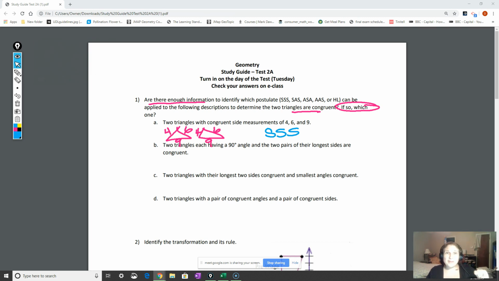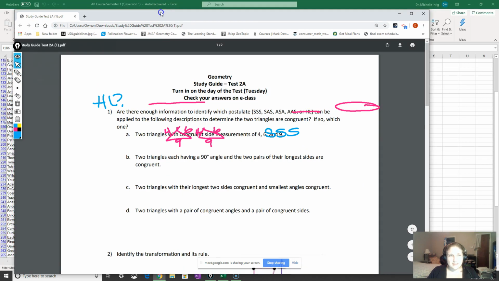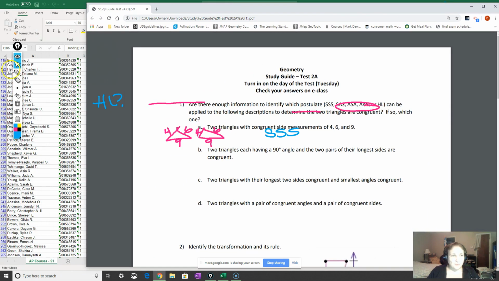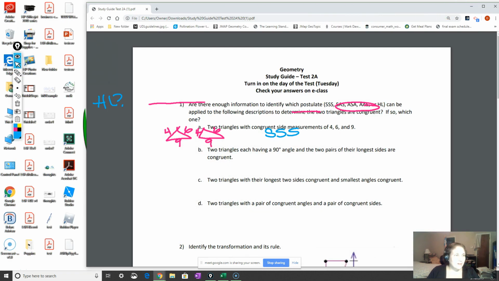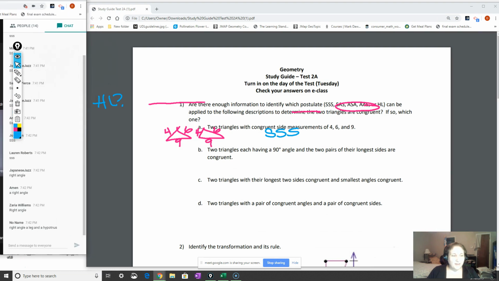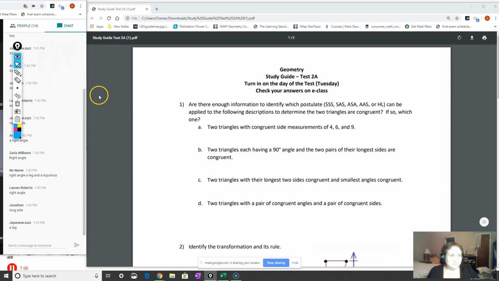And remember, with hypotenuse leg, we needed 3 things. What are the 3 things? Who has that in the chat box? I should probably put the chat box on this side of the screen so you guys can see. We need a right angle. Excellent. What else do you need? Right angles, that's one thing. There's 3 things that we need. What else? A leg and a hypotenuse. The longest side, perfect. Between all of you, you got it.